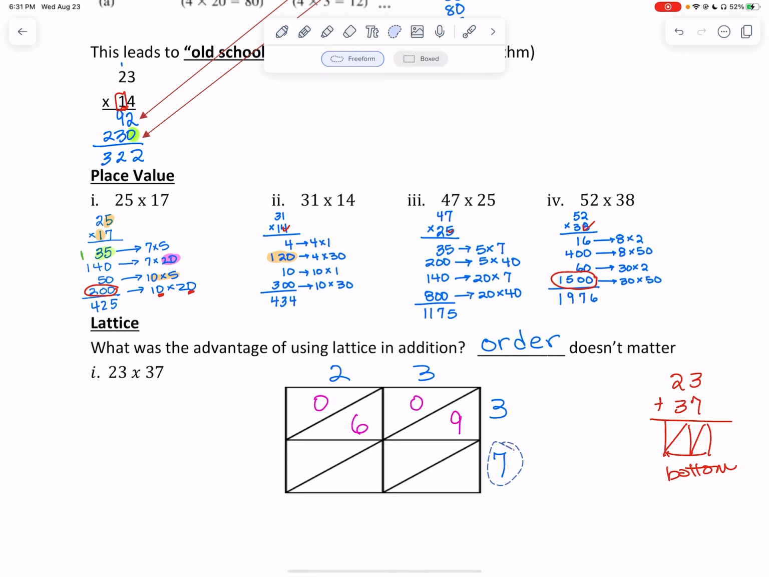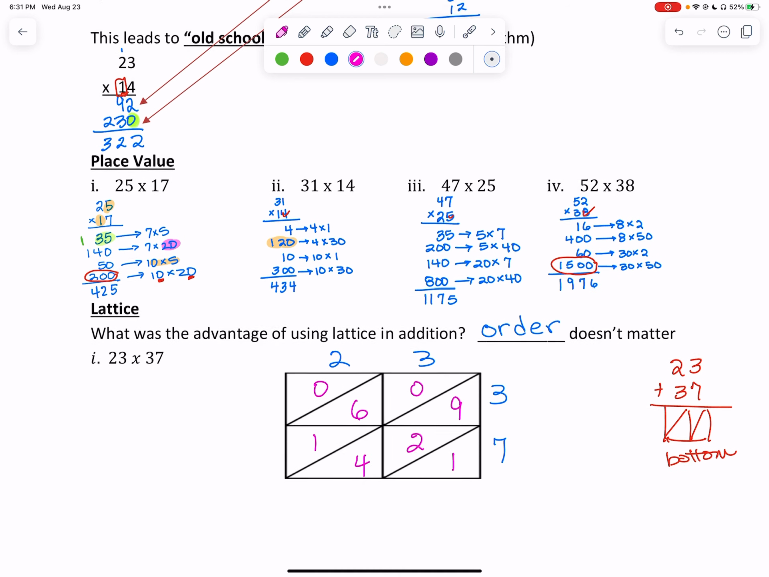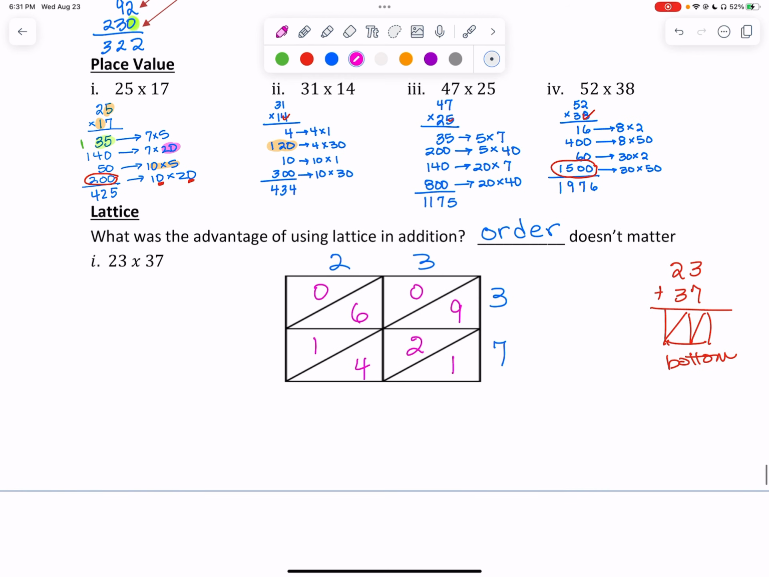Now I'll do 3 times 7. So that's going to give me 21. And then let's see. Last is 2 times 7, which is 14. Okay. And then our lattice works the same. We're going to go diagonally. So that gives me a 1.